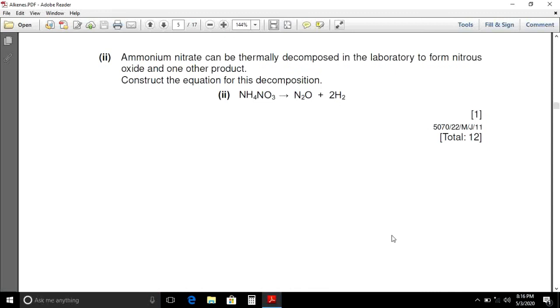Second part: ammonium nitrate can be thermally decomposed in the laboratory to form nitrous oxide and one other product. Construct the equation for this decomposition. It will produce nitrous oxide and 2 moles of water.